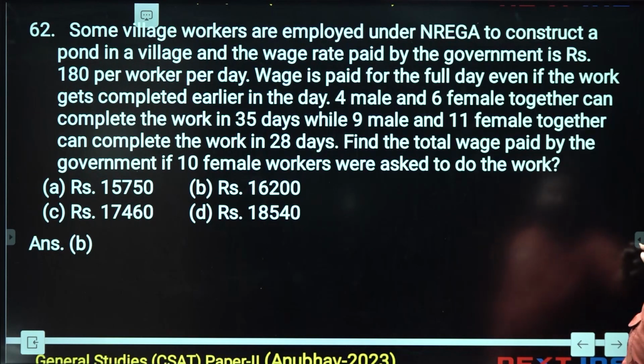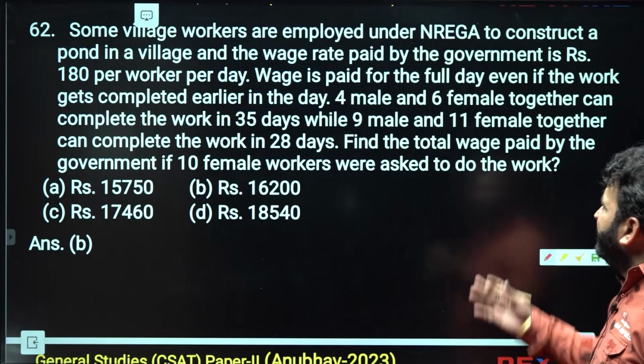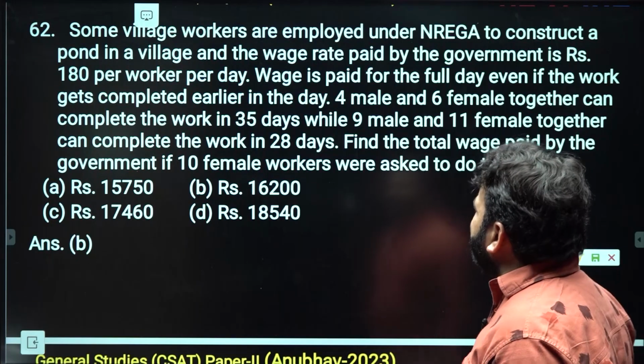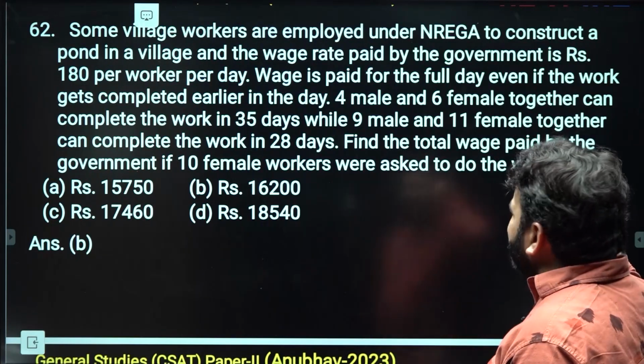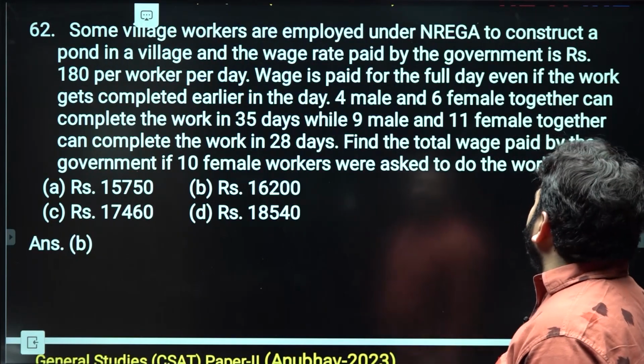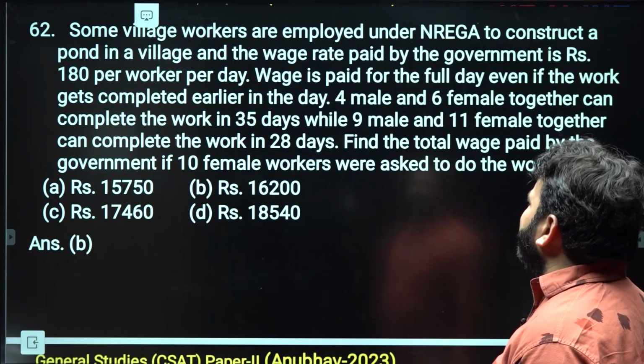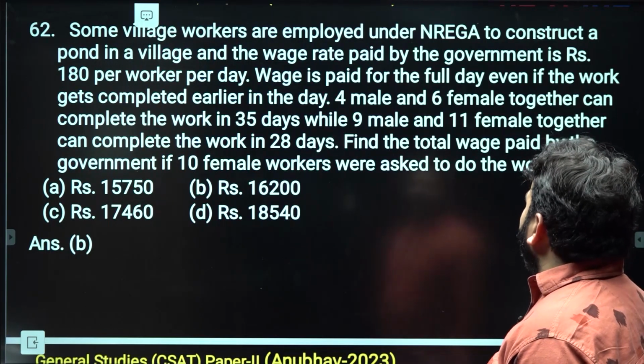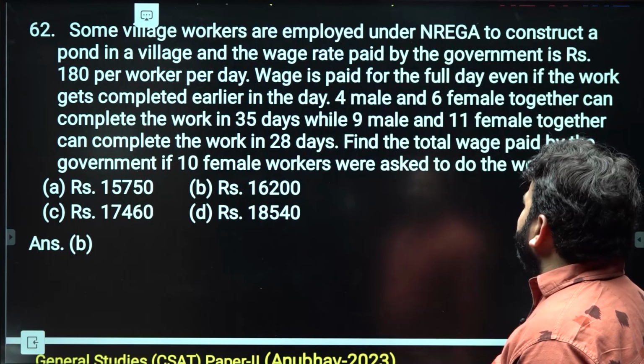So now all of you, अब देखो now here this question, some time and work question. Some village workers are employed under NREGA to construct a pond in village and the wage rate paid by the government is rupees 180 per worker per day. Wage is paid for the full day even if the work gets completed earlier in the day.